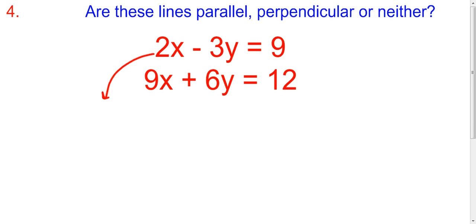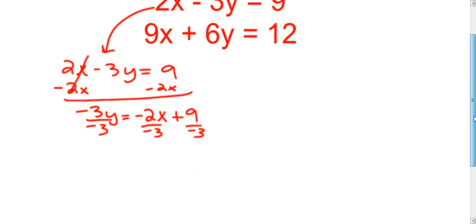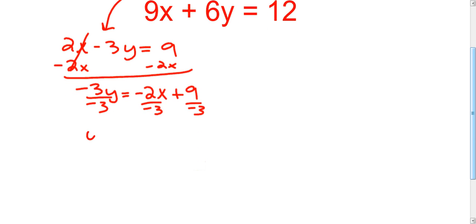So we're first of all going to look at this top equation right here. I'm just going to rewrite it for you. And we want to get that one into y equals mx plus b form. So I will subtract 2x, and I'll have negative 3y equals negative 2x plus 9. And then I'll go ahead and divide by negative 3. And then I will have y equals 2/3 x minus 3.